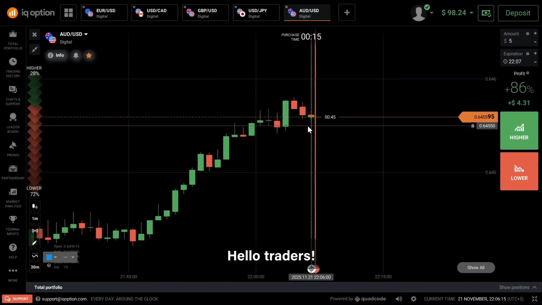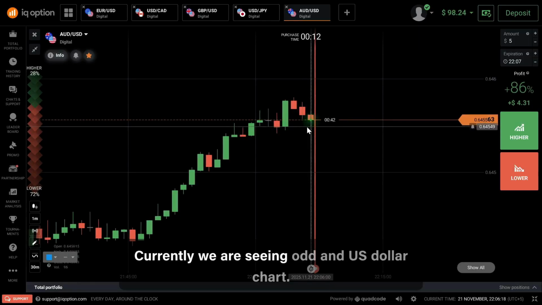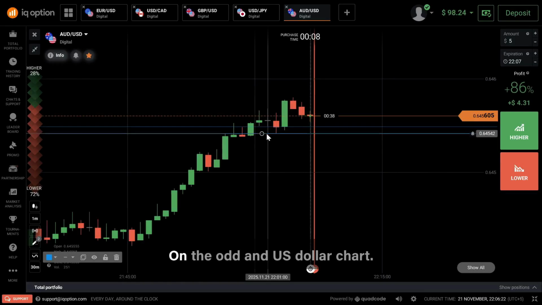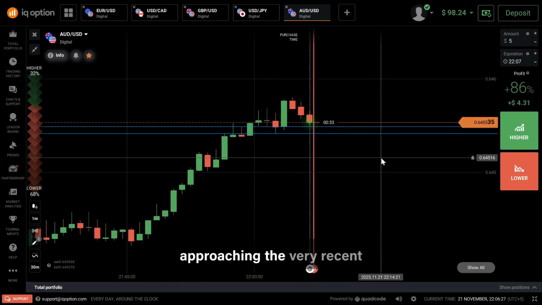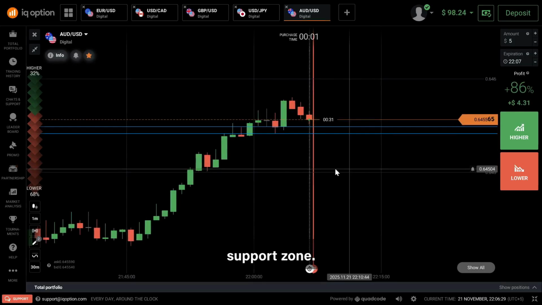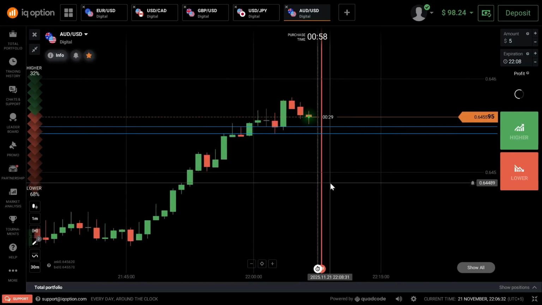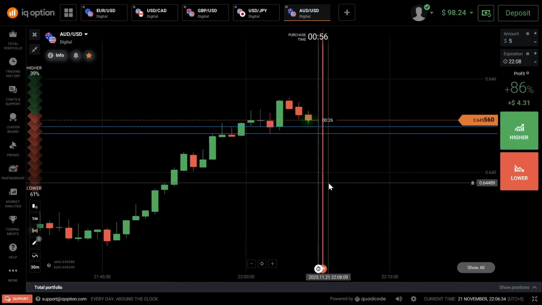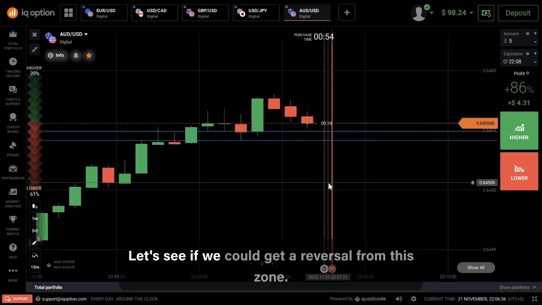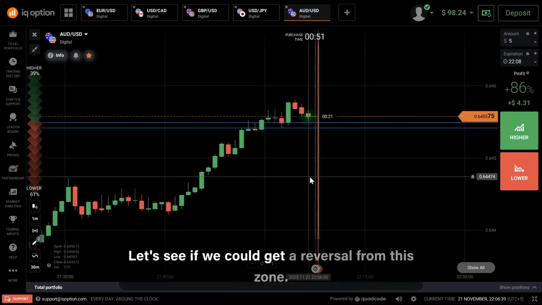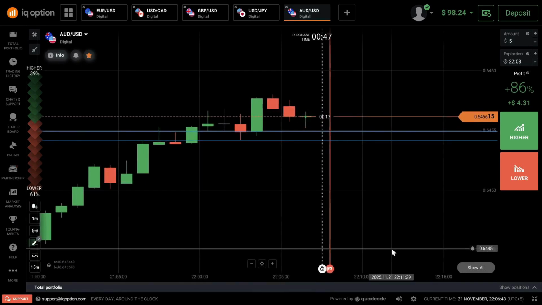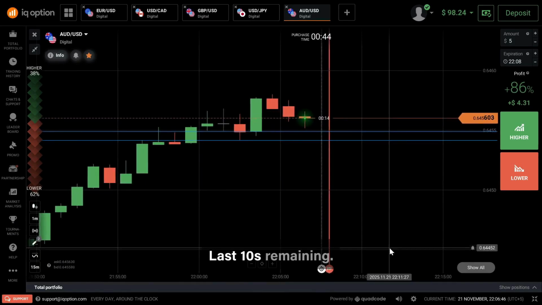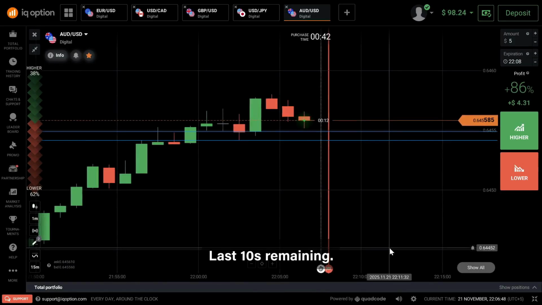Hello traders, currently we are seeing the AUD/USD chart. On the AUD/USD chart, the price is currently approaching the very recent support zone. Let's see if we could get a reversal from this zone. Last 10 seconds remaining.